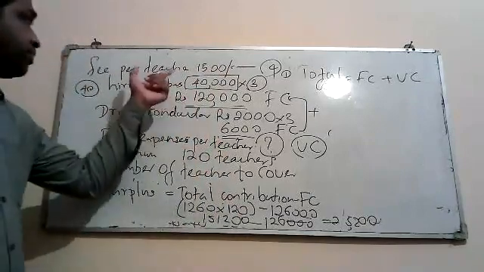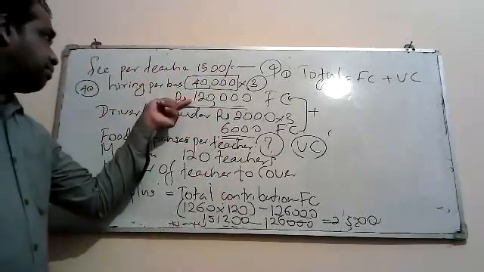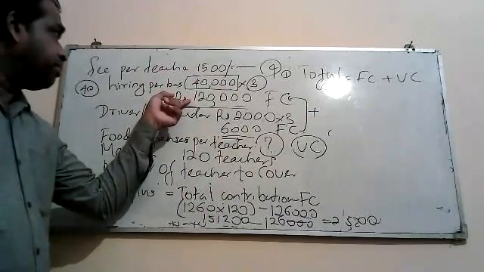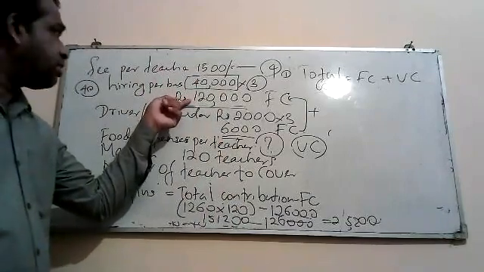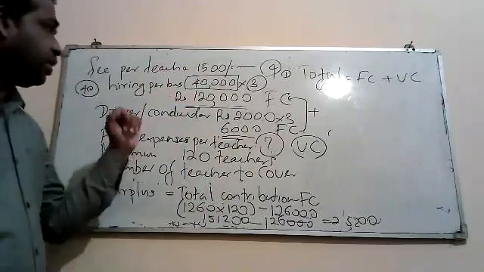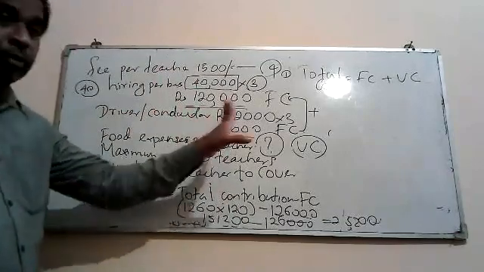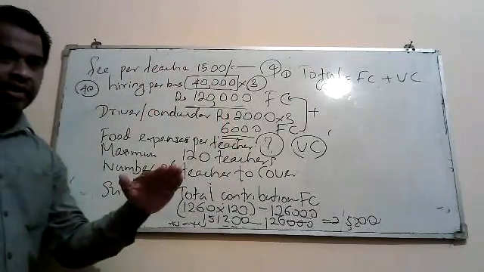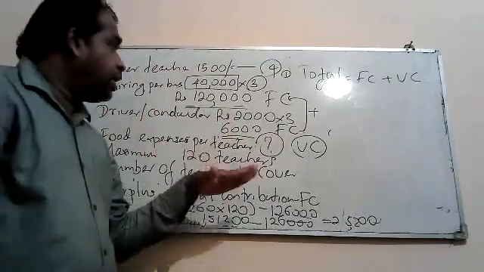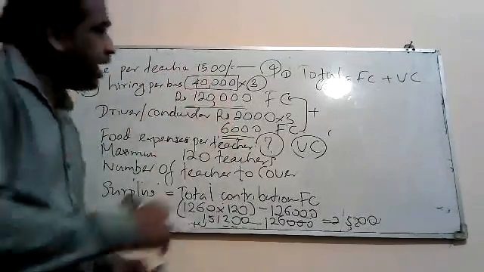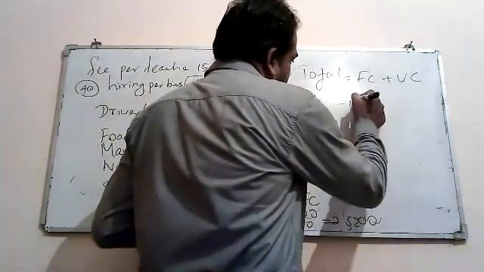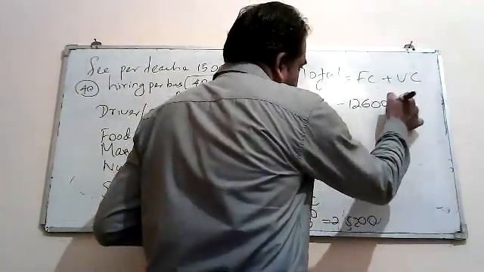Then our hiring charges will be the same. It doesn't change. And driver and conductor fee also will be the same. Therefore, our fixed cost will be the same. Whether you take 100, 120 or 90, our fixed cost will be the same. Therefore, total cost equals fixed cost 126,000.